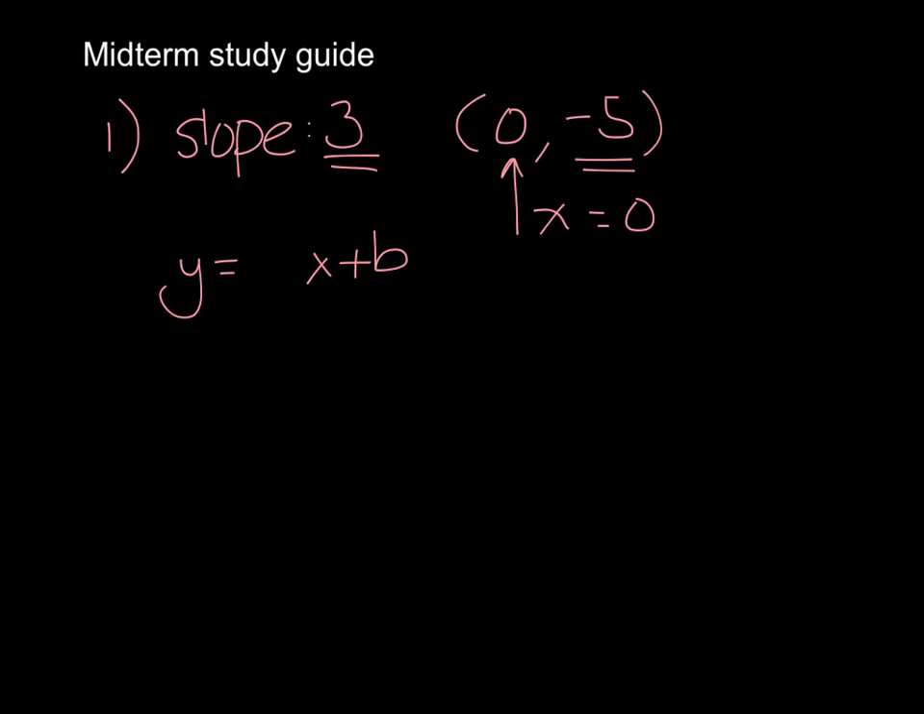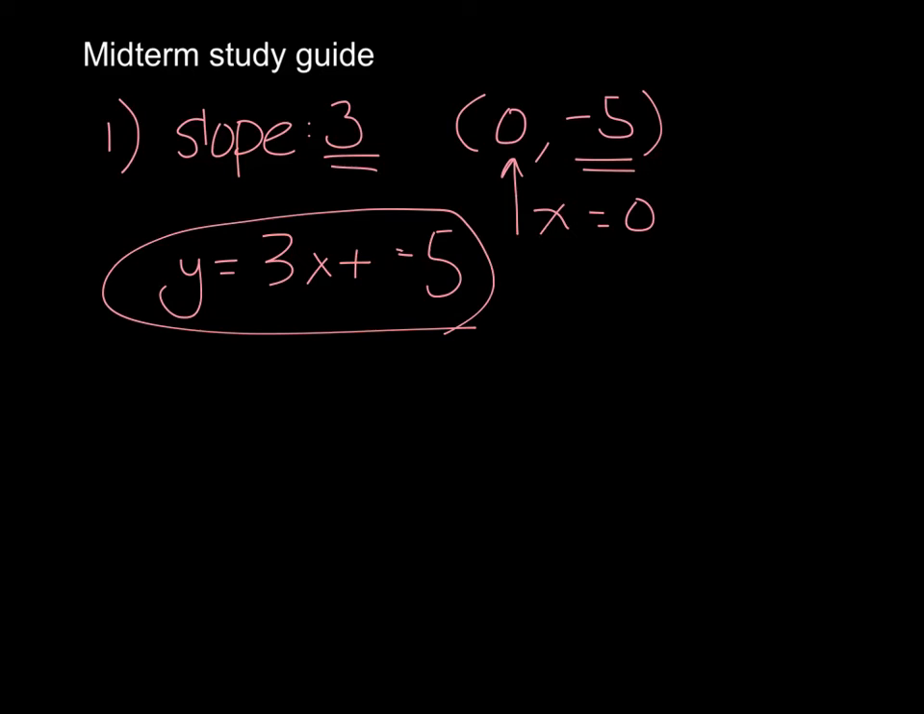So slope is 3, so I'm going to replace m with 3. And the y-intercept is negative 5, so I'm going to replace b with negative 5. And that's all there is to it. You could write it like this, or you could write it like this. Okay, it's the same thing.